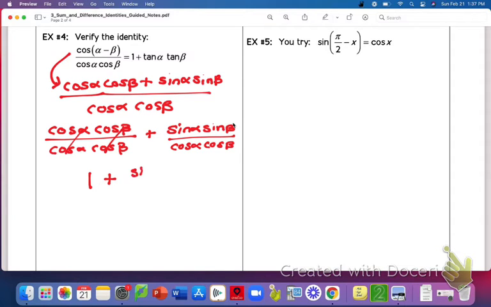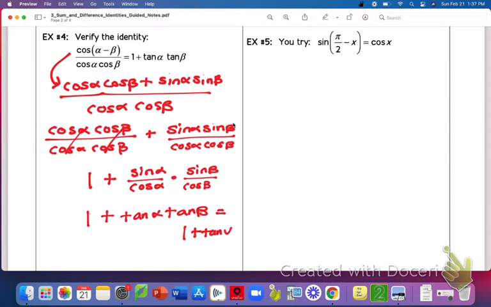Well, we're left with a sine of alpha over a cosine of alpha times a sine of beta over a cosine beta, which aren't those tangents? Yes, now we're left with 1 plus the tangent of alpha, tangent of beta, which I think is where we need to get to, which is equal to 1 plus the tangent of alpha, tangent of beta, QED. Done.